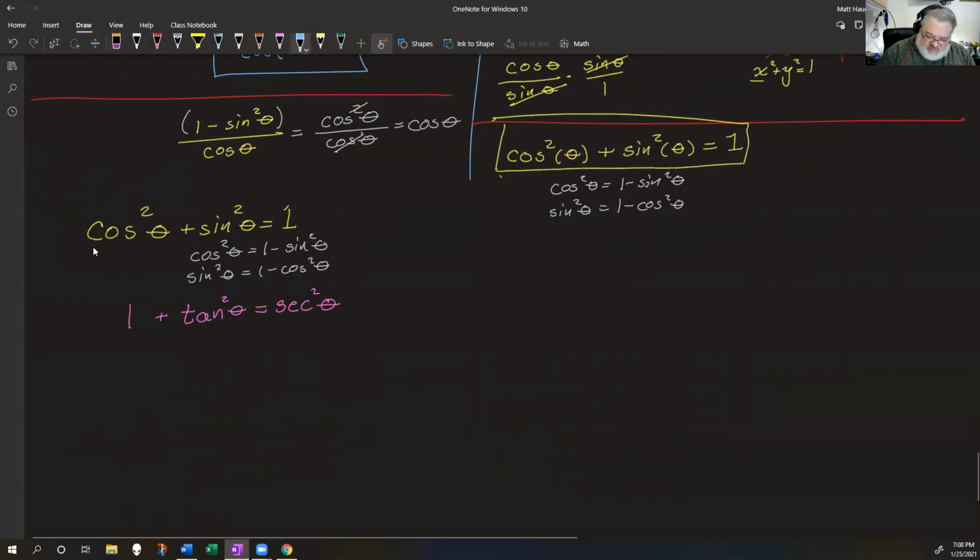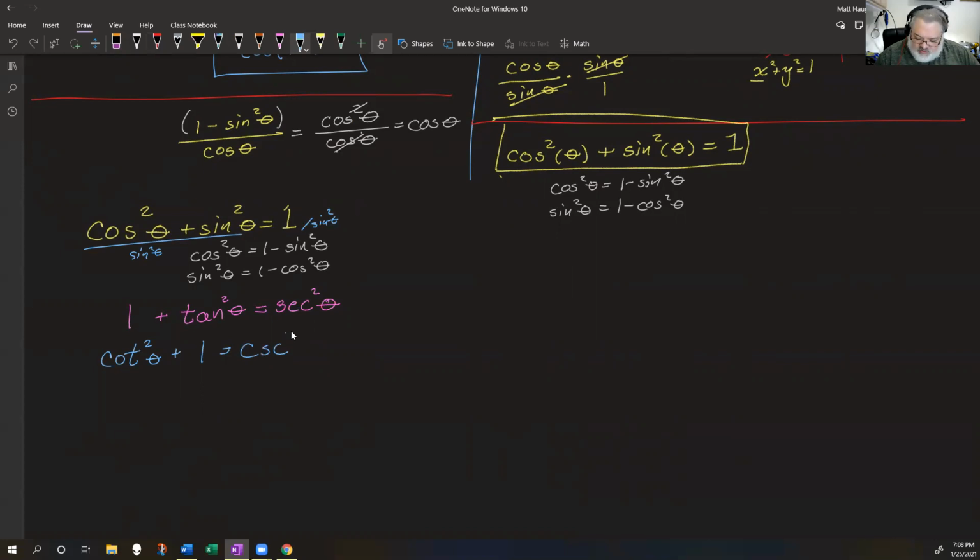You think we could instead divide by sine squared? And get another relationship? I'm assuming your answer is a resounding yes. Cosine divided by sine? Cotangent. There's 2 of them, so squared. Sine divided by sine? 1. 1 divided by sine is cosecant, and there's 2 of them, so cosecant squared.